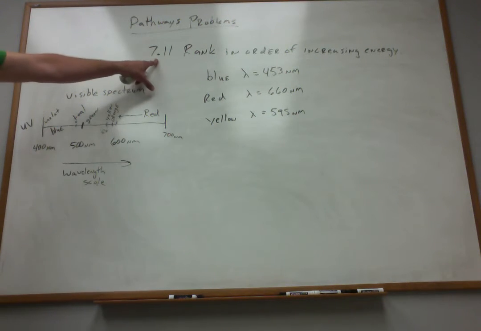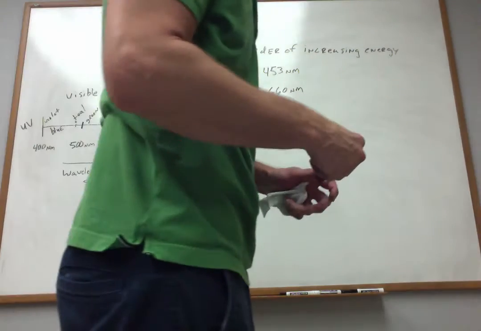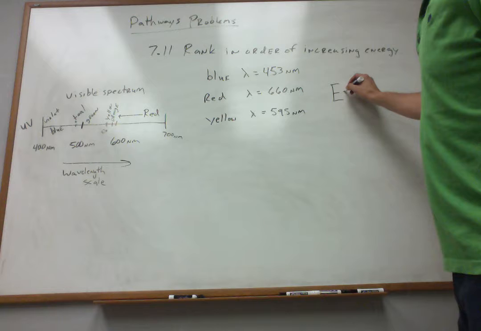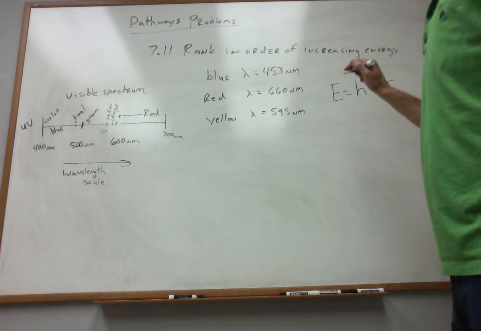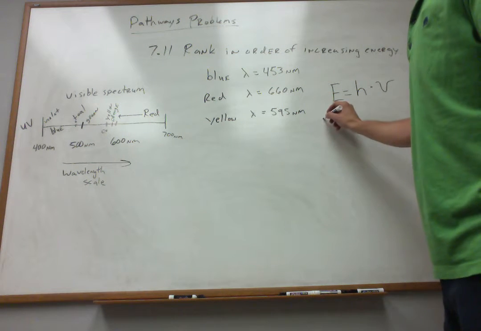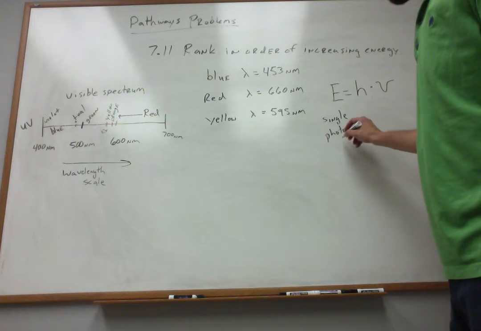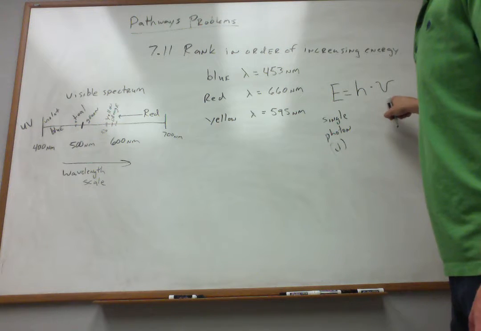Okay, let's do 7.11. We're asked to rank in order of increasing energy for three different wavelengths and colors of visible electromagnetic radiation. Now remember, what we're going to need to get at here is the energy of single photons of these different colors. Okay, the energy of a single photon, in joules, is equal to Planck's constant times the frequency.